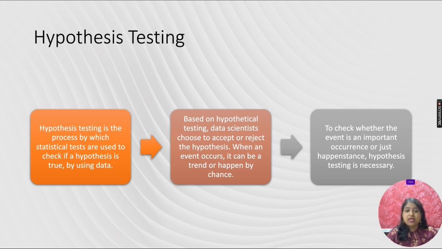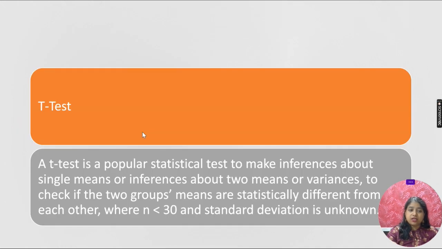an event occurs. It can tend to happen by chance. To check whether the event is an important occurrence or just something that has happened by chance, hypothesis testing is necessary. So based on hypothesis testing, the query can be rejected or accepted.